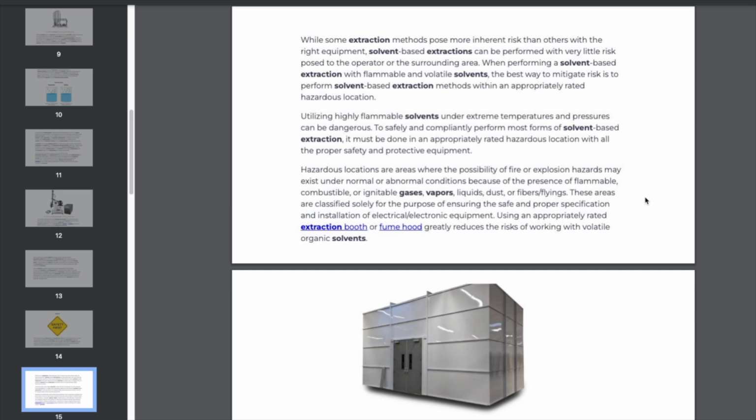These areas are classified solely for the purpose of ensuring the safe and proper specification and installation of electrical or electronic equipment. Using an appropriately rated extraction booth or fume hood greatly reduces the risks of working with volatile solvents.